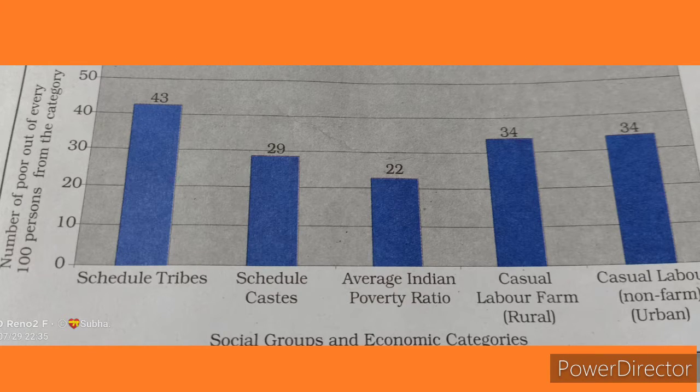The social groups most vulnerable to poverty are called the scheduled caste and scheduled tribe. These people are called the most vulnerable people, those who could come under the poverty line. Similarly, among the economic groups, the most vulnerable groups are the rural agricultural labor households as well as the urban casual labor households. Both rural and urban casual laborer households.